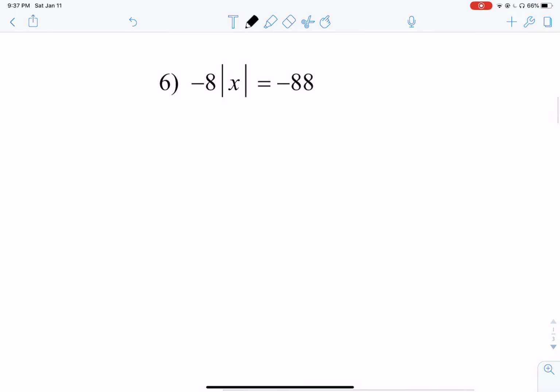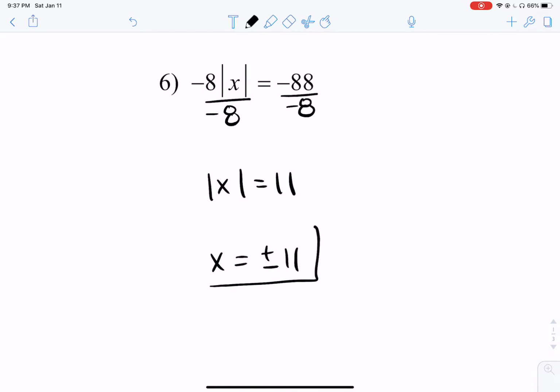So for number 6, we're going to divide both sides by negative 8 since we're multiplying by negative 8. And we get the absolute value of x is equal to positive 11 again. So x is equal to positive or negative 11. Okay.